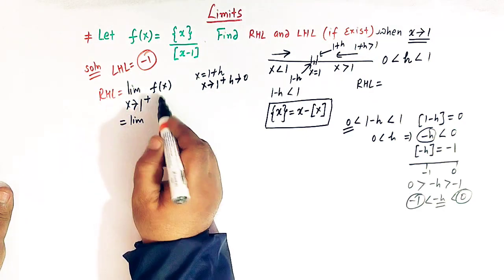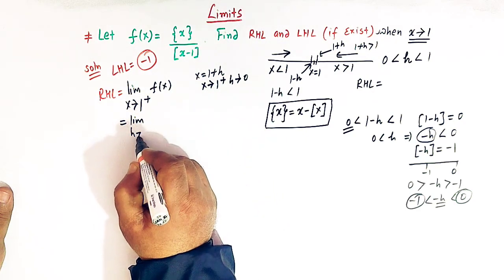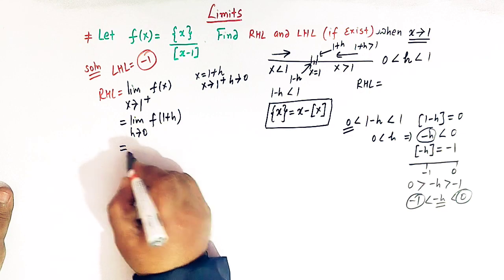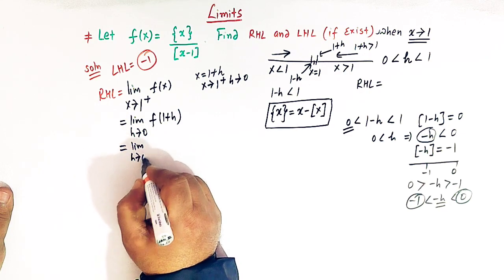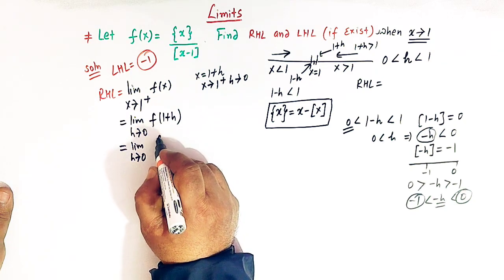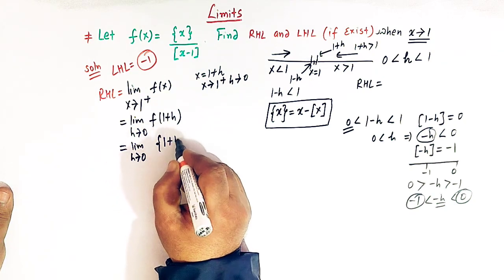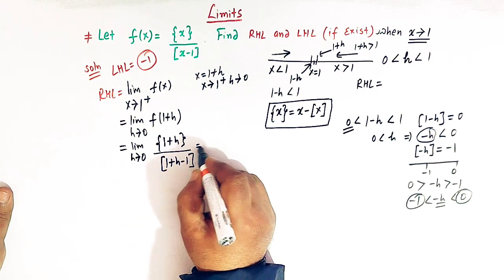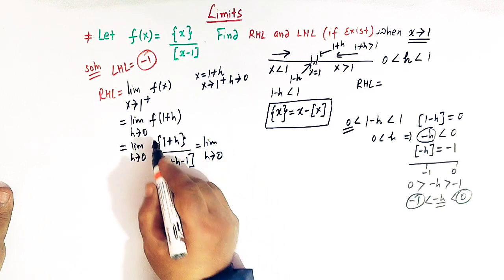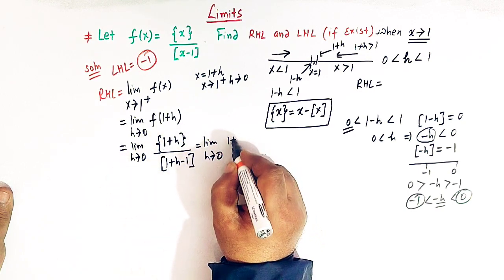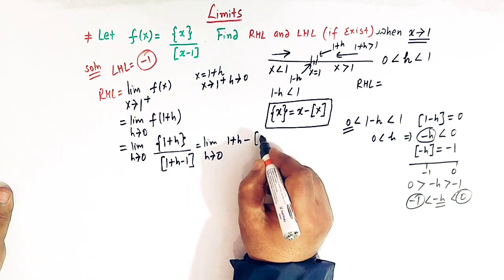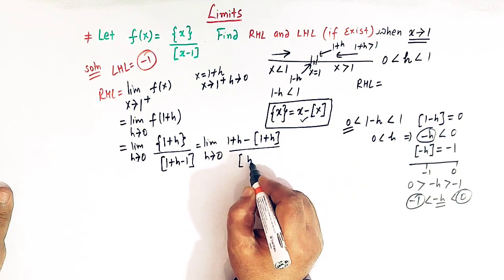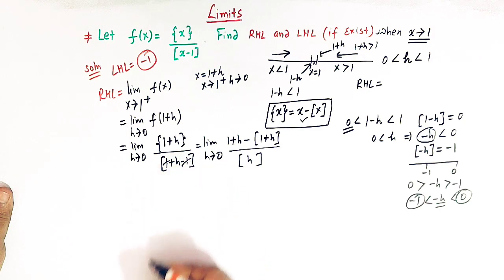So now this limit can be written in terms of h as limit h tends to 0 of f of 1 plus h, which can be written like this, the fractional part of 1 plus h, then we have greatest integer of 1 plus h minus 1. And now we have limit h tends to 0, fractional part of 1 plus h is 1 plus h minus greatest integer of 1 plus h using this definition. And here we have greatest integer of simply h because 1 and minus 1 get cancelled.